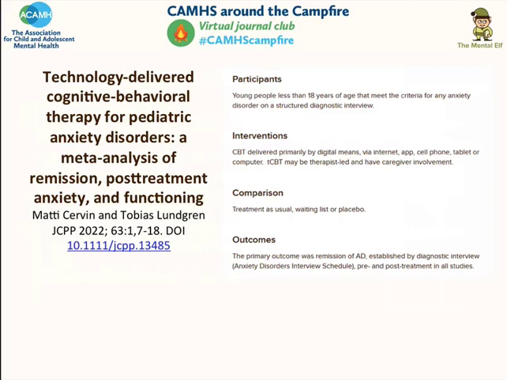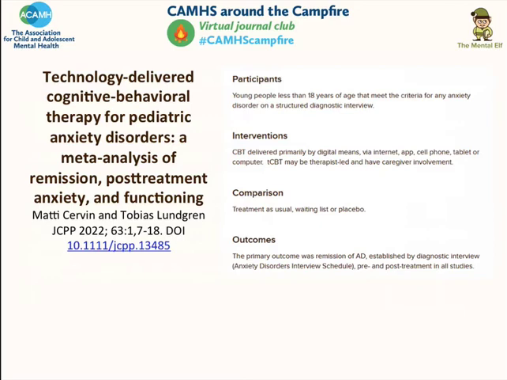The interventions, it's maybe slightly harder to be exactly sure what's going on, but what we looked at here was cognitive behavioural therapy delivered primarily by digital means via an internet app, cell phone, tablet or computer. And there could have been different amounts of therapist involvement or caregiver involvement in those programs. So there was lots of different programs, but they were all under this heading of TCBT.